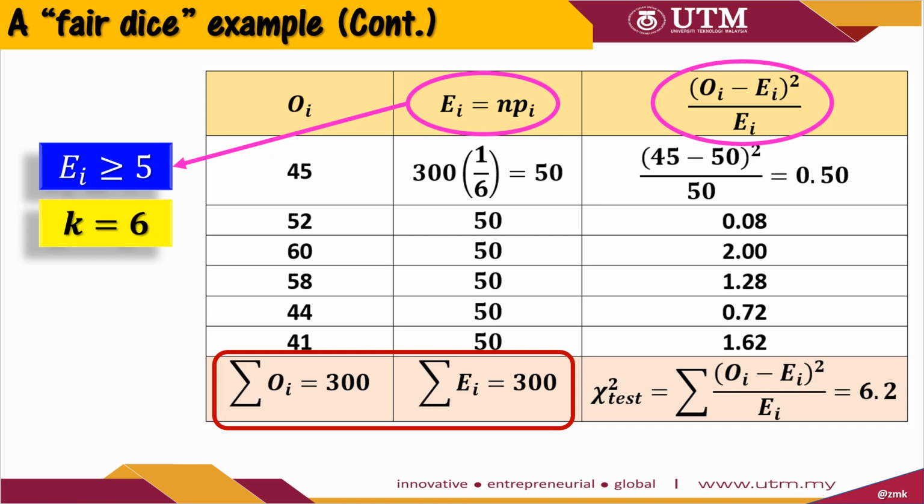The sum of the last column values is the chi-square test statistic value that we should use in this goodness of fit test, which in this example is 6.2. Let's look at the complete solution in the following slide.